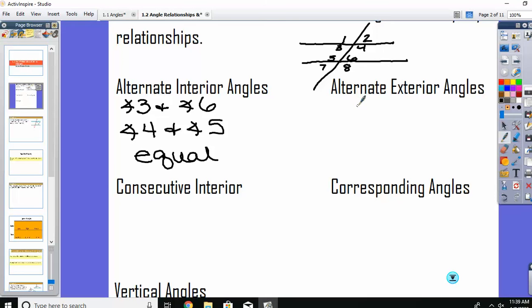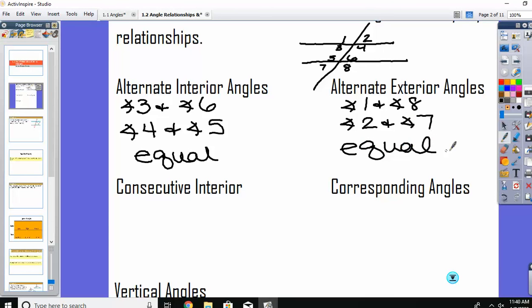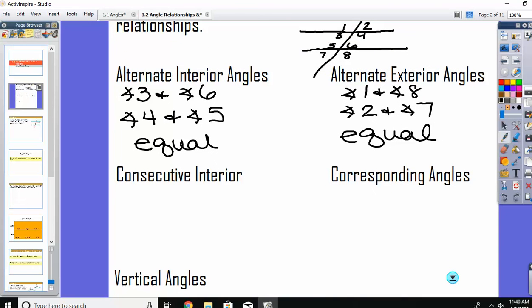Okay, alternate exterior. So alternate means opposite sides of the transversal. Exterior means outside the parallel lines. So that would be another set. What's true about those? Those are also equal.